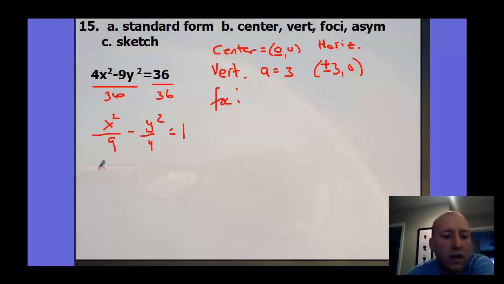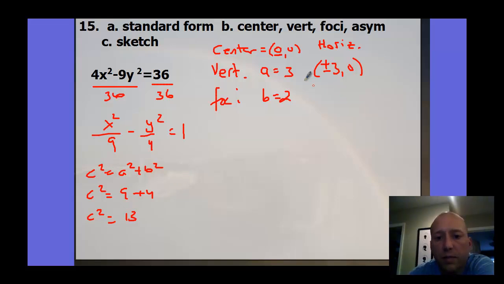Our foci use C, so we need to find C, and C squared equals A squared plus B squared. So we need our B value. B in this is 2. So then C squared equals 9 plus 4. So C squared is 13. So C is root 13. And so the foci are going to be plus or minus root 13, comma 0. And our C value is that root 13.